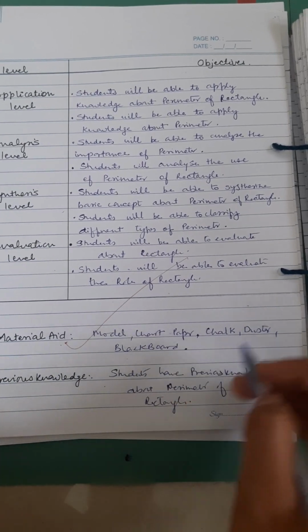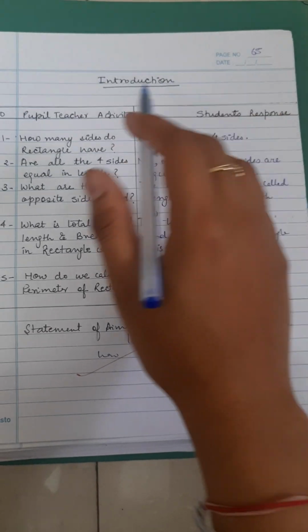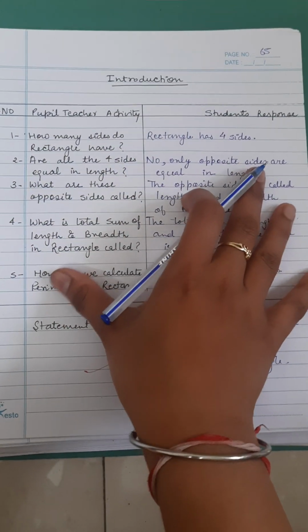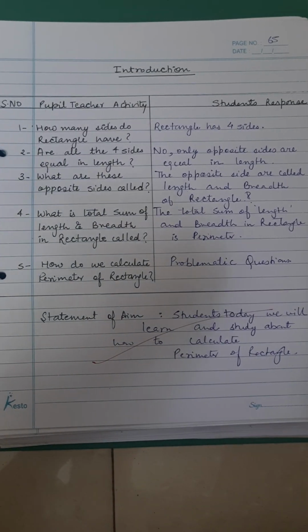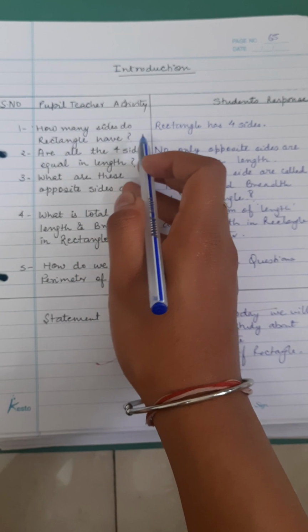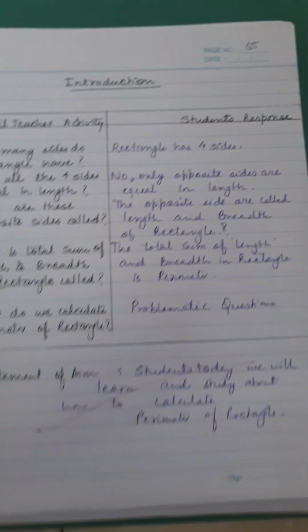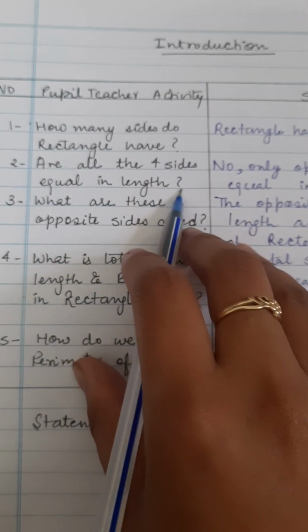And previous knowledge is students have previous knowledge about perimeter of rectangle. Then the introduction page, this is the table. Then you have to write pupil teacher activity, then student response. Then this is the question pattern, that is first question is how many sides does a rectangle have. Rectangle has 4 sides. Then second question, are all the 4 sides equal in length?